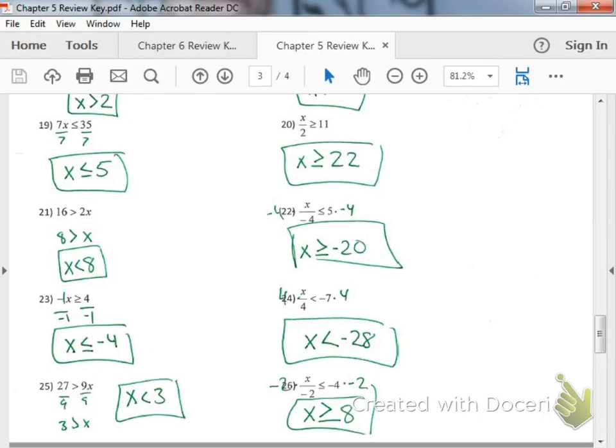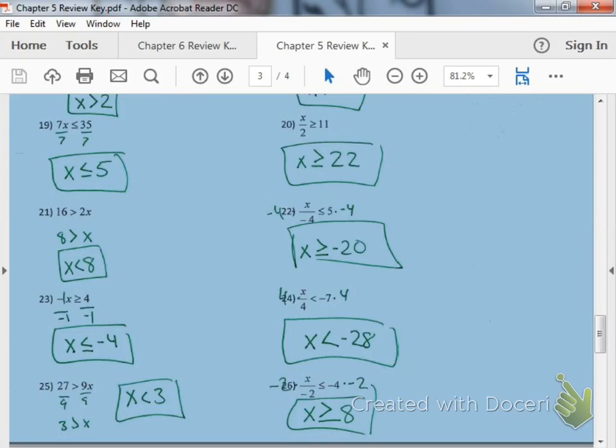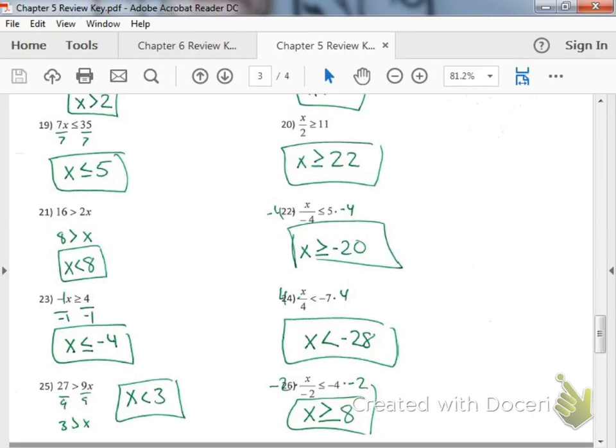Do not flip it, though, when you don't need to. Like on number 24, your answer is negative, but you multiplied by a positive 4. So in that case, you don't flip it. So pay close attention to those. If you have any questions on why I did or did not flip, just raise your hand and we can discuss those.